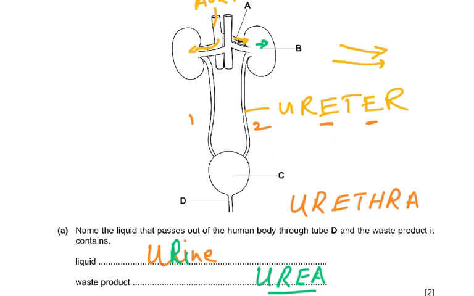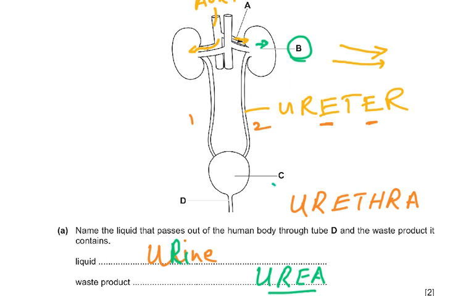Then what does the kidney do? B, the kidney, filters the blood to remove the urea. It isn't removing it from the body, don't say that; it removes it from the blood. The renal artery contains oxygenated blood, arising from the aorta. So the kidney filters the blood to remove the urea.